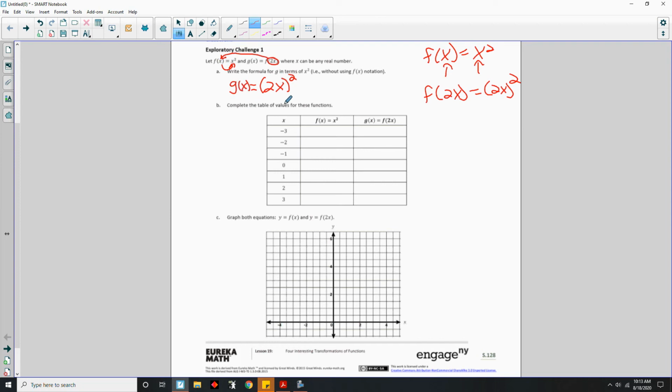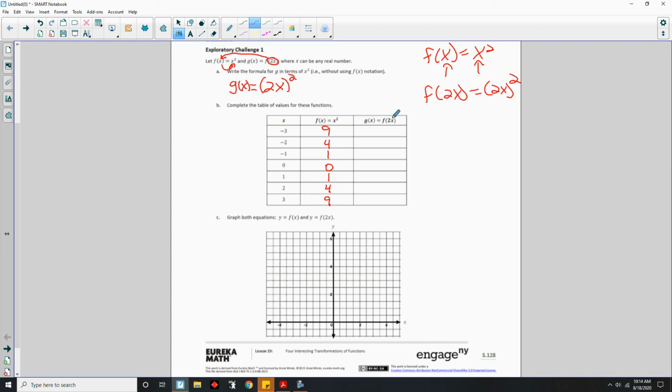Now it says to complete the table of values for these functions. So if f of x equals x squared, all we're going to do is take x and square it. So negative 3 squared is a positive 9. Be careful, whenever you square you get a positive, because a negative times a negative is positive. Negative 2 squared is 4. Negative 1 squared is 1, 0 squared is 0, 1 squared is 1, 2 squared is 4, and 3 squared is 9.